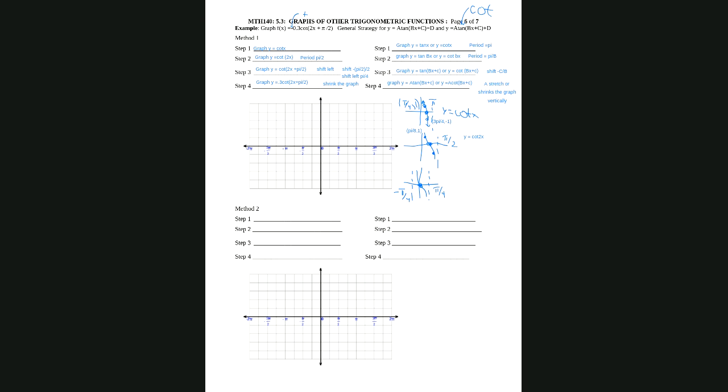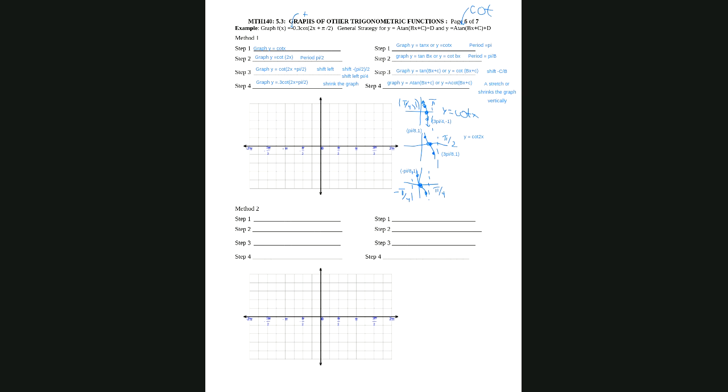And then next, we moved the graph to the left, pi over 4 units. And so we have the point up here where y was equal to 1. And when we move that over to the left, pi over 4 units, that becomes the point where x is negative pi over 8 and y is 1. And then we had the point where y was negative 1, and we're going to shift the graph to the left. So that becomes the point pi over 8, negative 1.